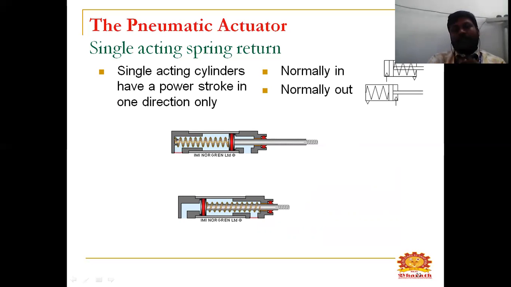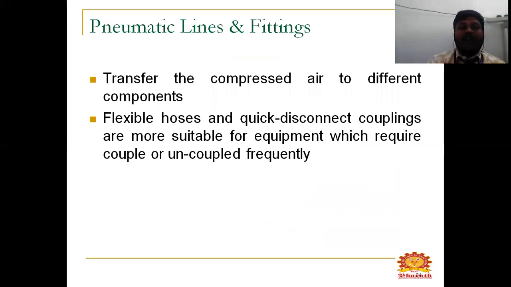See, here normally in means the cylinder will be in rest position. Normally out means the piston will be in an extended position. That means normally out position. And pneumatic lines and fittings transfer the compressed air to different components.